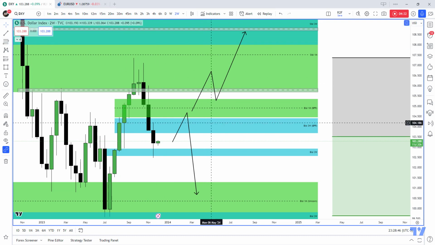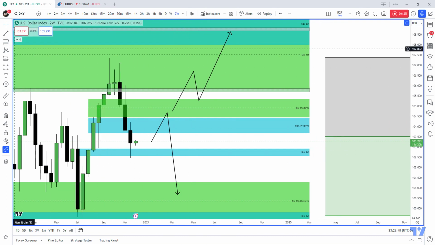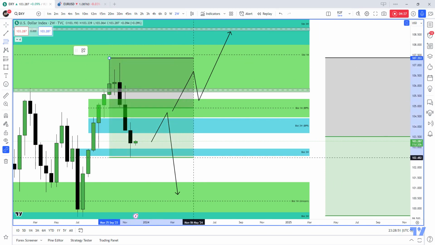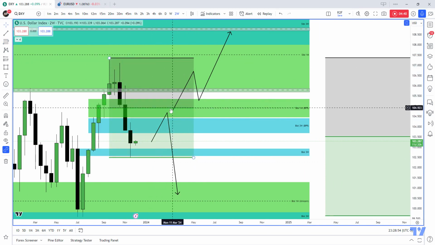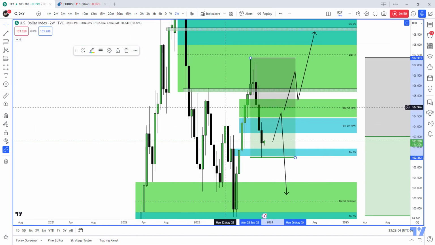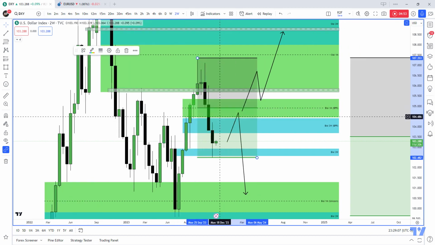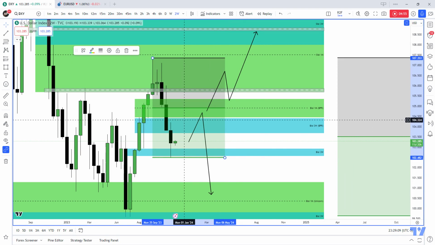Let me put the fib one more time. Yeah, so it would be nice if price came all the way back up here, maybe even touching this wick into a premium zone. That would add more confluence for us to take a short at those levels, try and catch a short. If the 2-week candle closes above it, and shows no sign of slowing down, then we could look at using that as support to move higher. But we'd have to wait for the 2-week candle.